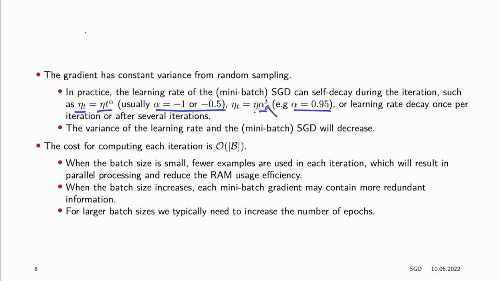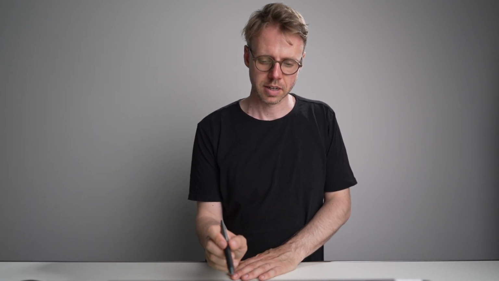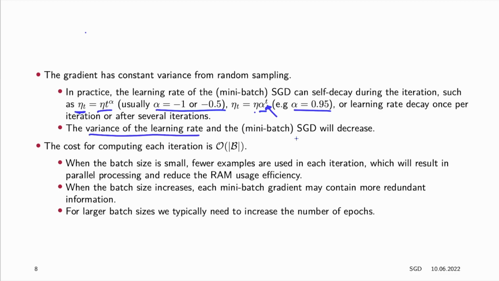You could also think about t being actually not every iteration, but several iterations. And because we're now multiplying in each update the gradient with eta t, and eta t is decreasing in magnitude over time, thus the variance of the whole learning rate and of this gradient times this learning rate decreases over time.